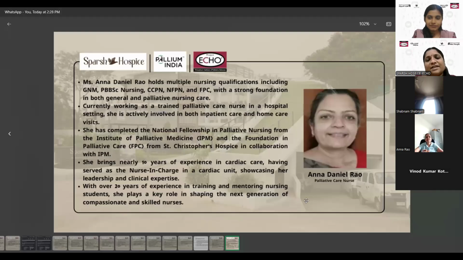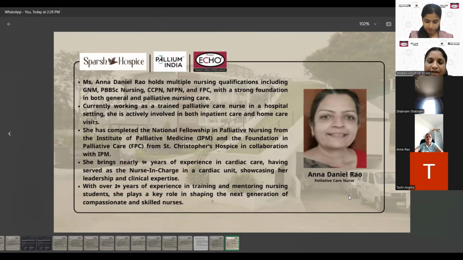She holds multiple nursing qualifications, including GNM, PBBSc nursing, CCPN, NFPN, and FPC, with a strong foundation in both general and palliative care nursing. Currently, she's working as a trained palliative care nurse in hospital settings. She is actively involved in both inpatient care and home care visits. She has also completed the NFPN from IPM, and she brings nearly 10 years of experience in cardiac care, having served as the nursing in charge in the cardiac unit, showcasing her leadership and clinical expertise, and 20 years of experience in training and mentoring nursing students.